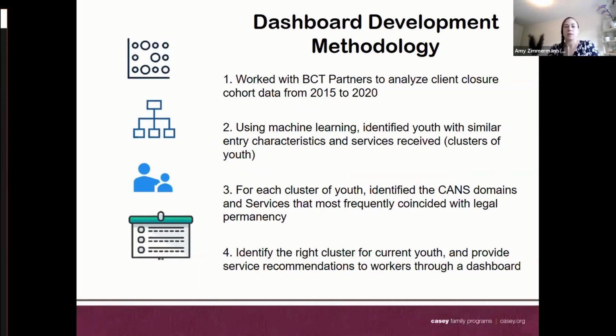Okay, so I'm going to talk about really item number 4 on this slide. So Matt already talked about the first 3, essentially, where we started out working with BCT partners, and then we built this machine learning model. And then from there, that model identifies each cluster of youth, and also the CANS domains and the services that we provide that most frequently coincide with legal permanency. And then for our current youth, we identify what cluster our current youth fall into. And through this dashboard that I'm going to talk about, we provide service recommendations to our workers. So go ahead and go to the next slide for me.